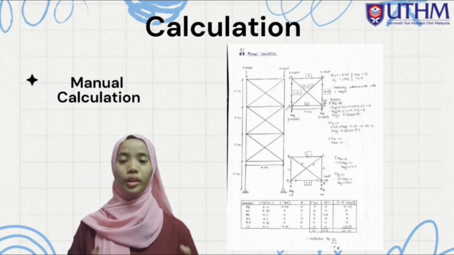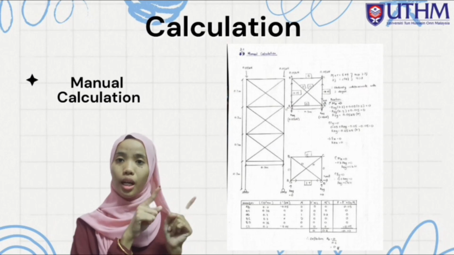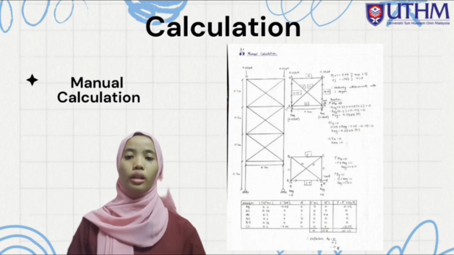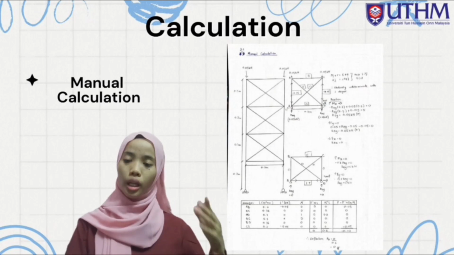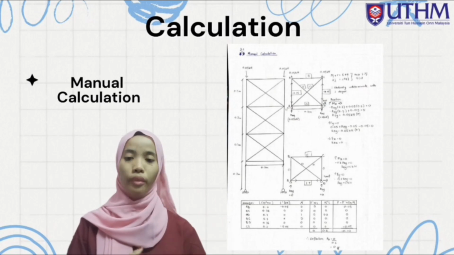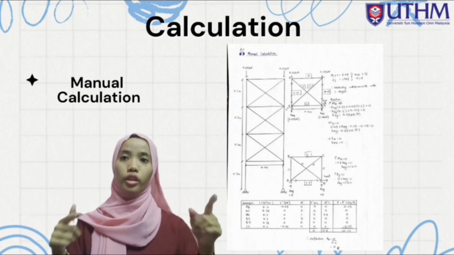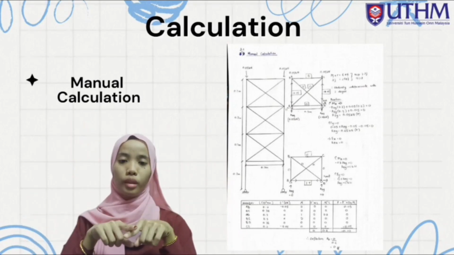Now I would like to present about manual calculation. Okay, first of all, this is our two dimension of tower. Now I would like to explain how to calculate manually. First I find the reaction and the internal force for the beam at the top.